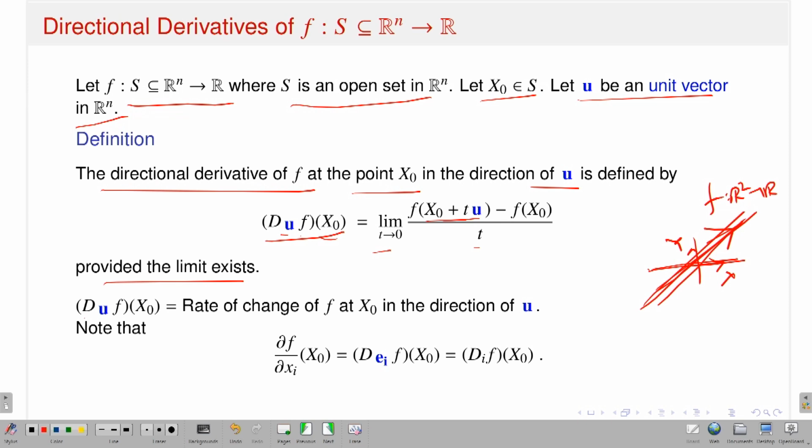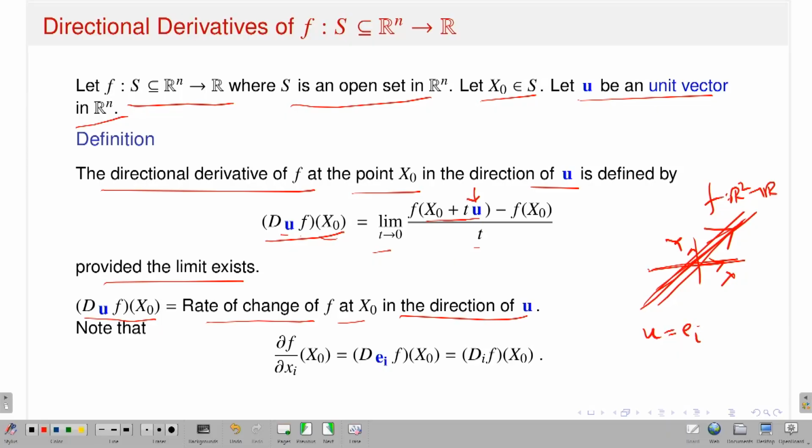I have written D u f at x naught; it is nothing but the rate of change of f at x naught in the direction u. That is very important, because I am keeping the vector fixed in the direction u and talking about the changes. So, this is the notation, D u f of x naught. Now, as I said, you just fix the direction. Suppose you ask, okay sir, if I fix the direction, say the coordinate axis direction, can I get back to my partial derivative definition? The answer is yes.